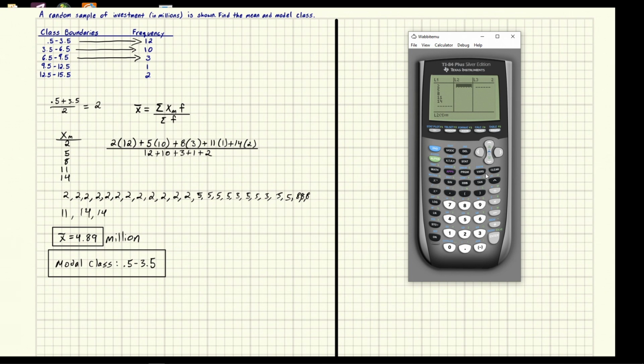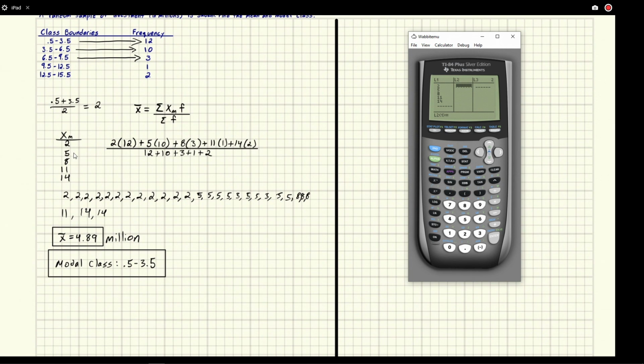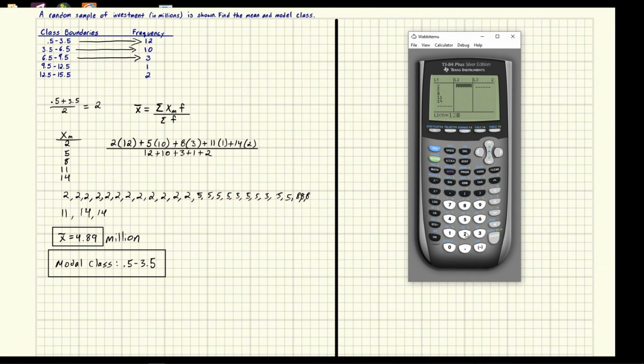For the first list, our midpoints are 2, enter, 5, 8, 11, and 14. Keep in mind list 1 has the midpoints. List 2 has the frequency. So there are 12 2s, there are 10 5s, there are 3 8s, there's 1 11 and 2 14s. So the second list basically just says how many of each of these numbers occurs.